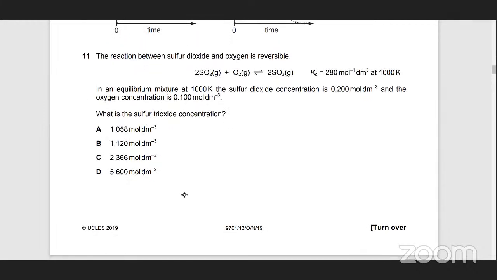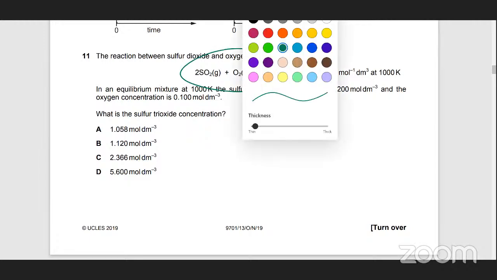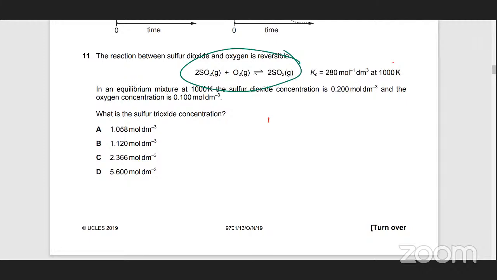So next is the reaction between sulfur dioxide and oxygen, which is reversible. The Kc value is given, and the equilibrium concentrations are also provided. What's the Kc expression for this? The Kc expression is going to be the product concentration, that's SO3 concentration, squared, divided by SO2 concentration, squared as well, multiplied by O2 concentration.